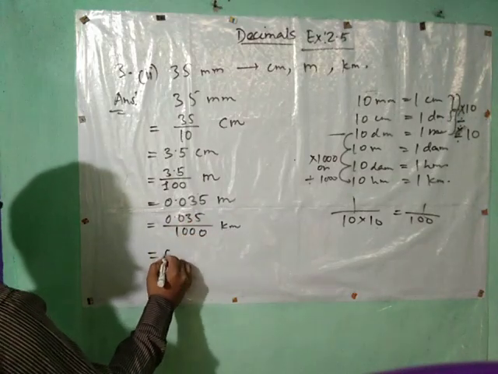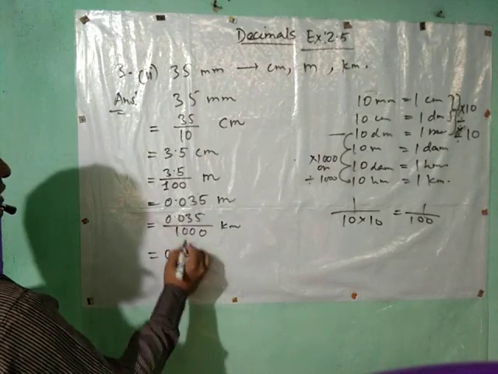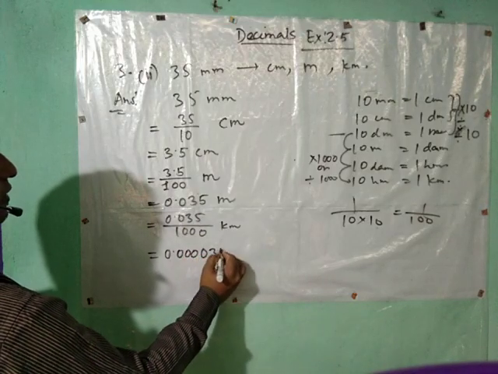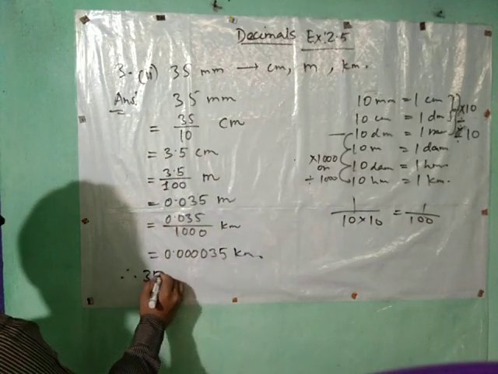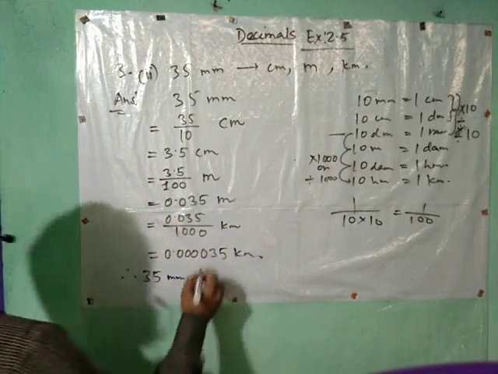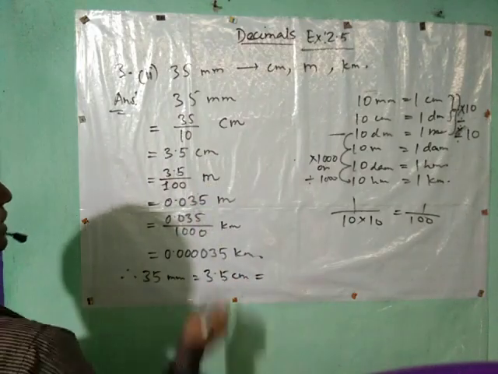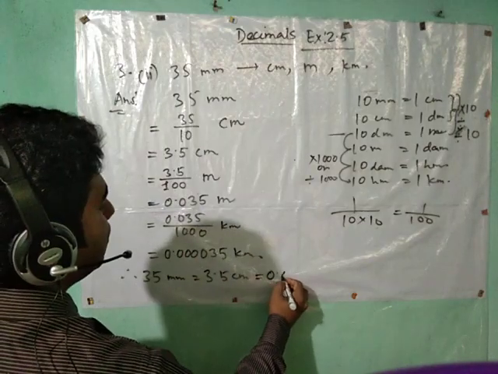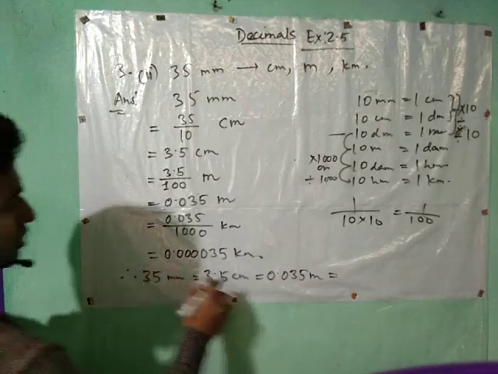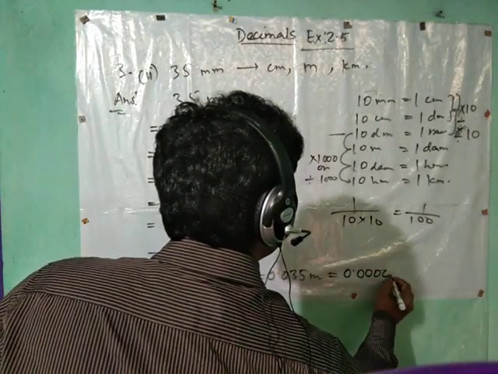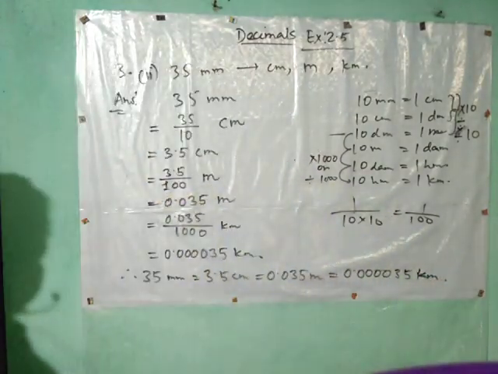Now how much will it become? It will become 0.3, 0 has to come before also, 1, 2, 3. Then what is remaining, 035 kilometer. Therefore your answer should be: 35 millimeter equals to 3.5 centimeter equals to 0.035 meter equals to 0.000035 kilometer. I hope you understood.